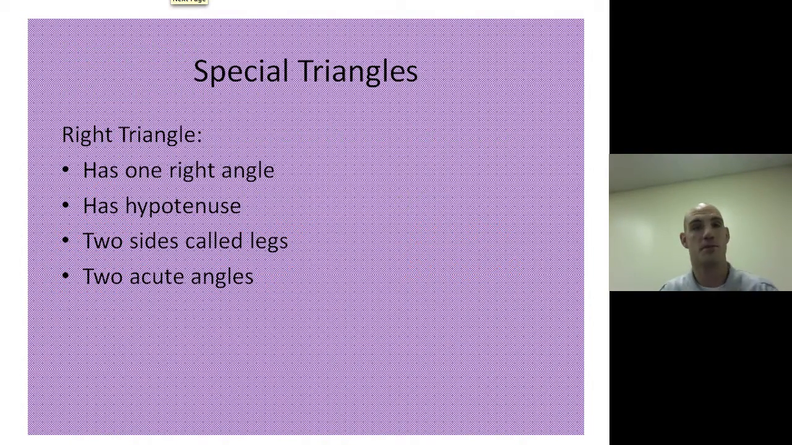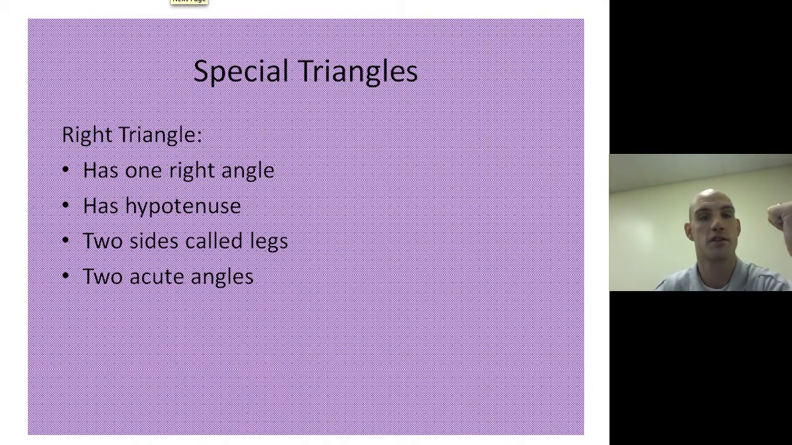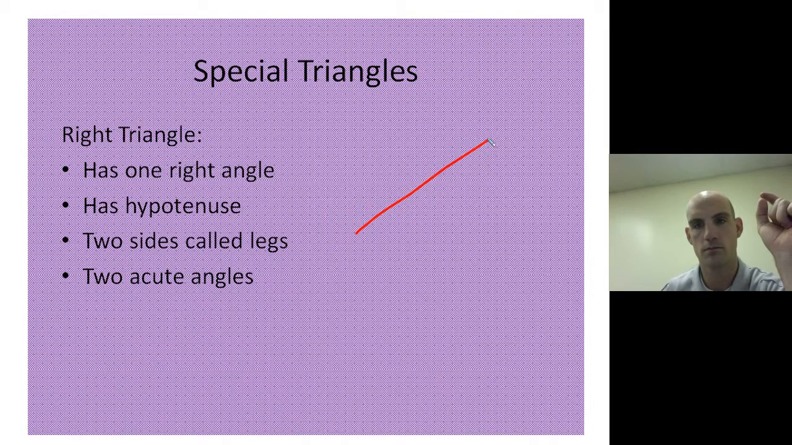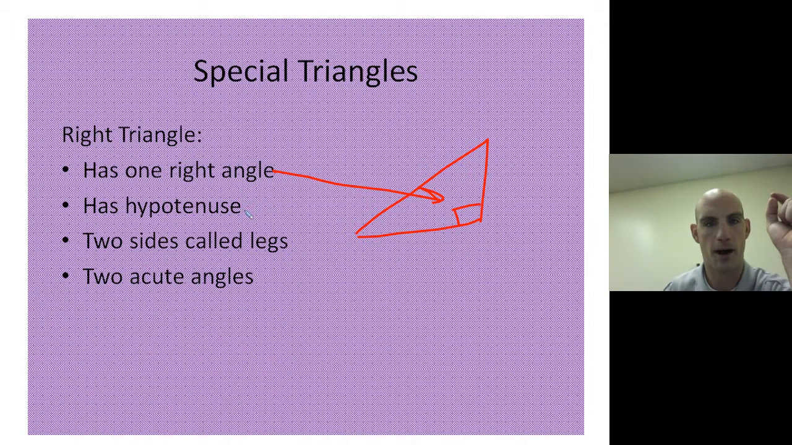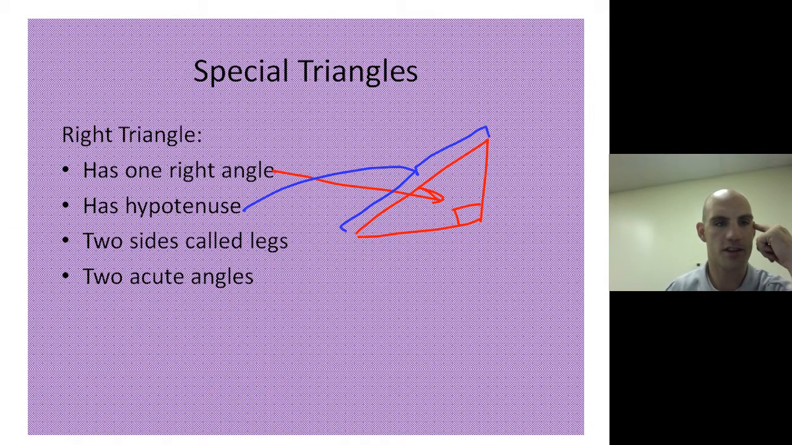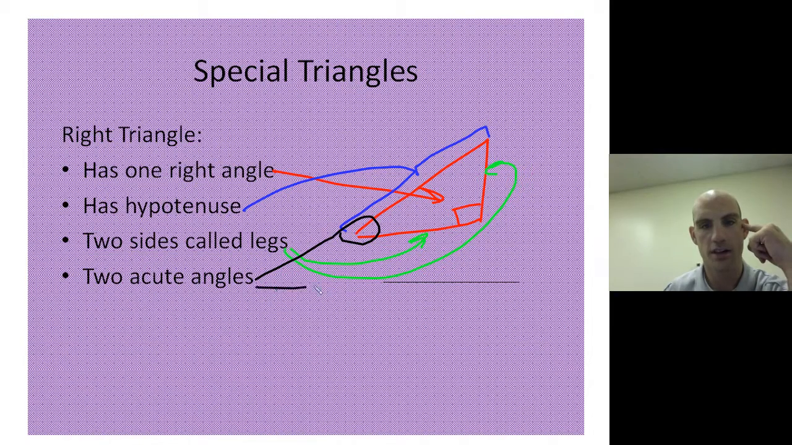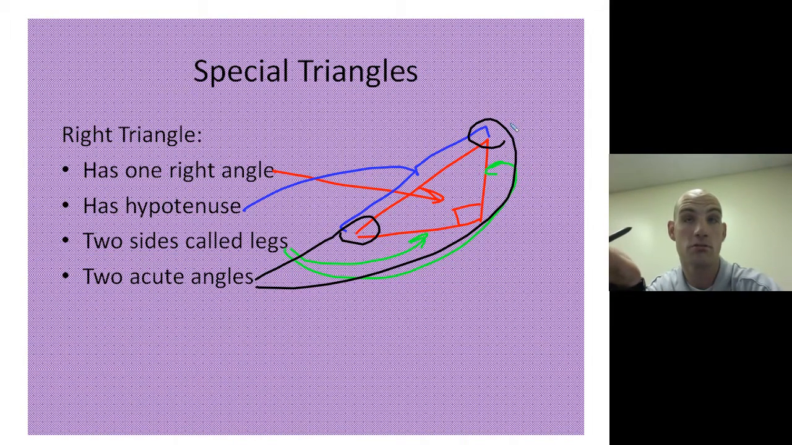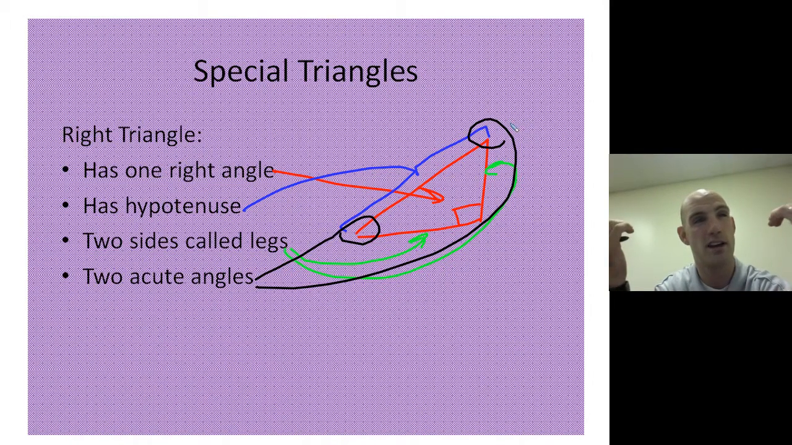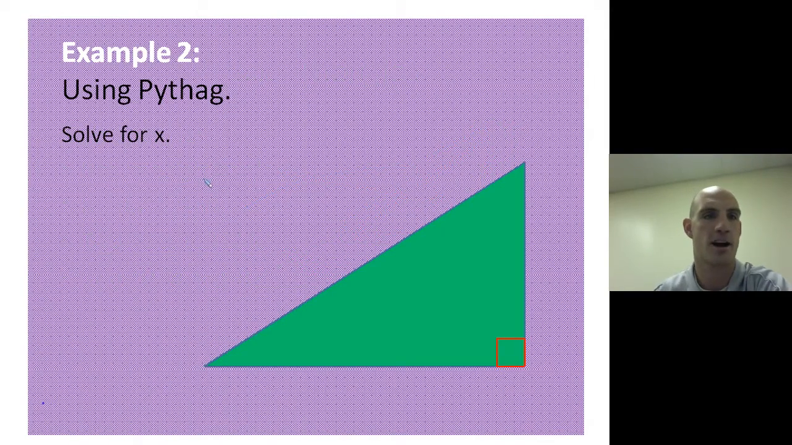Special triangles. We've talked about this before. Special triangles are right triangles. They have one right angle here. All right? They have a hypotenuse. That's the side opposite the right angle. They have two sides called legs. One here and one here. And they have two acute angles, and we know that the angles must be acute because the total of the triangle is 180. So if there's already 90 taken up, to divide that 90 that's left into two angles would have to be less than 90. That's an in general kind of a thing. Using the Pythagorean theorem. Here is an in general kind of thing.